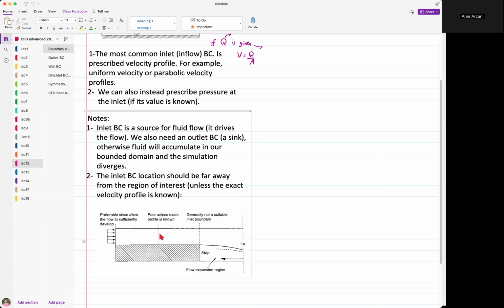If you know the exact velocity profile at every location, you can go slightly upstream and there set your inlet boundary condition. But if not, you have to make sure you're sufficiently upstream of the region of interest where you're defining your inlet boundary condition.